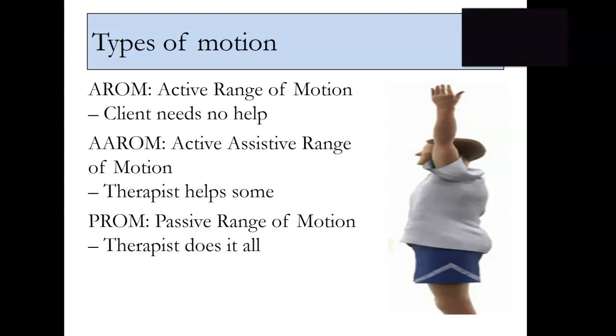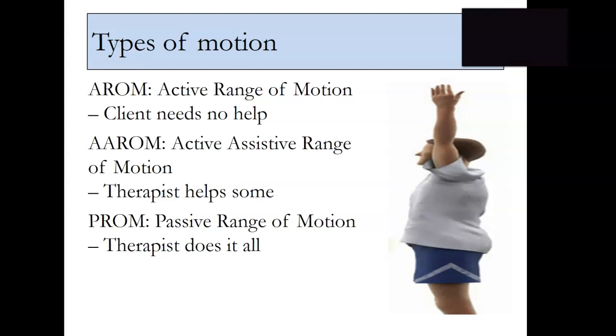Active assistive range of motion. You have some kind of weakness. Say it's weakness in that deltoid muscle. You can't get all the way up to get the bowl. So the therapist will work with you. You'll do part of it, and the therapist will do part of it. You kind of do it together. The therapist helps. It's active assistive range of motion.